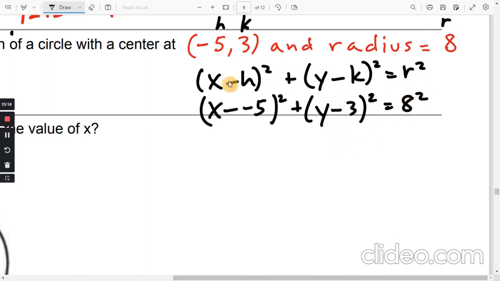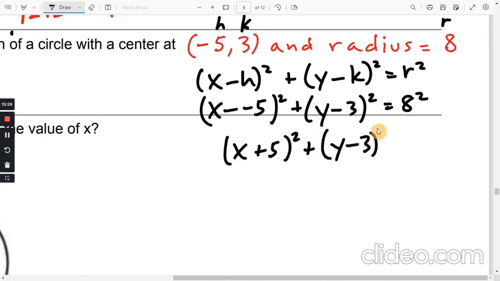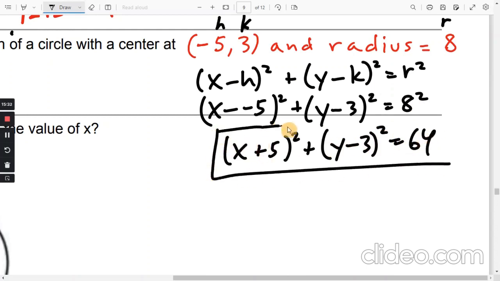I'll tell you what, I'll give you this formula. Anyhow, two negatives make a positive, so that's x plus 5. Y minus 3 stays as is, and 8 squared is going to be 64. So you might not need the formula. If you look at the multiple choices, the -5 becomes +5, the +3 becomes -3, and the radius is just squared. 8 squared is going to be 64.